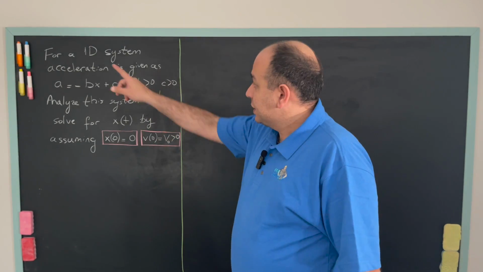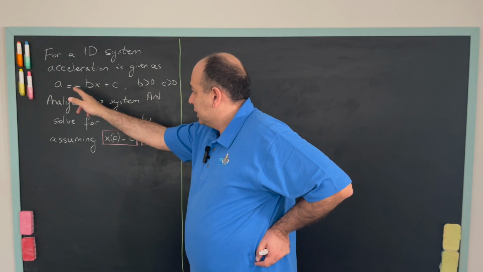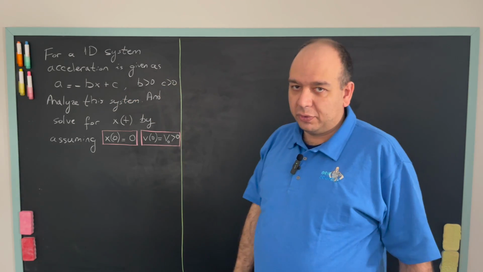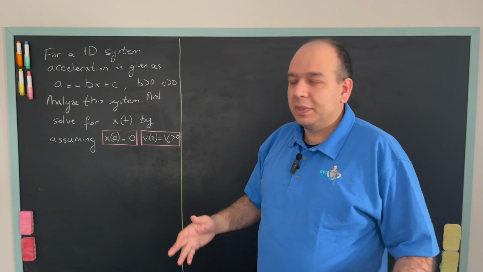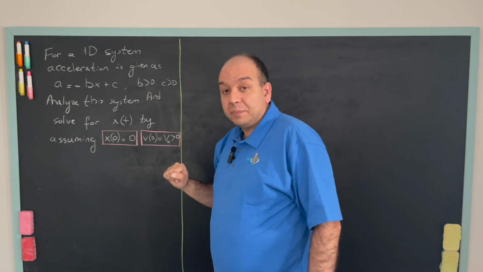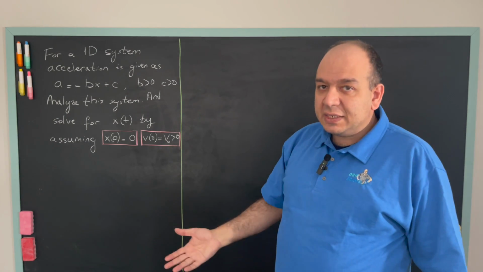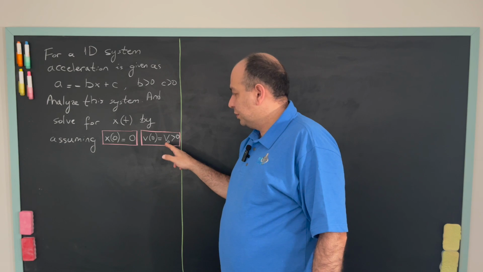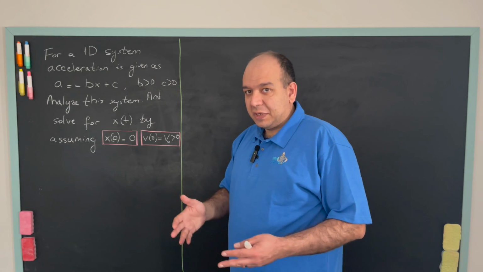The question says, for a 1D system, acceleration is given as a = -bx + c, where b and c are both positive constants. So we would like to analyze this system and solve for x(t). And we are given these two initial conditions. When t = 0, x = 0. When t = 0, velocity is v naught, which is positive. So initially we are moving in the positive x direction.